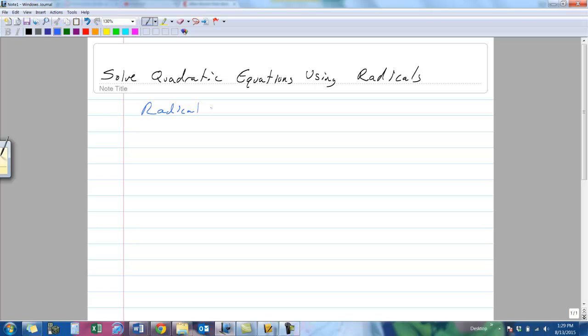Radical is some sort of root like that. Right now we're going to be using square roots, but later on this year we'll be talking about cube roots and eighth roots, and oh man, it's going to be so much fun. But for right now, we're going to focus on square roots. Now, with square roots, let's review how to simplify.